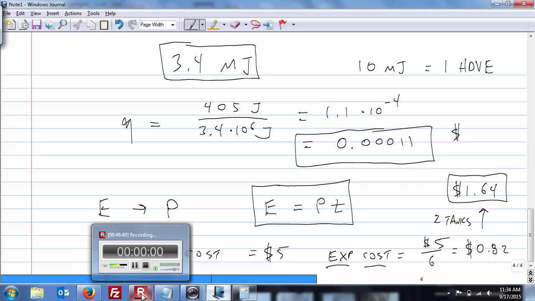Well, that was good. We have a better grasp on what embodied energy is, and we looked at efficiency both from a thermodynamic standpoint and from an economic standpoint.